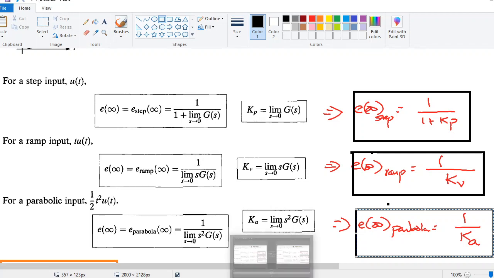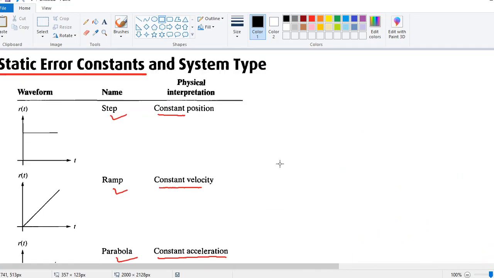All right. Next class we'll be looking at the system type, which is what will be coming afterwards. All right.